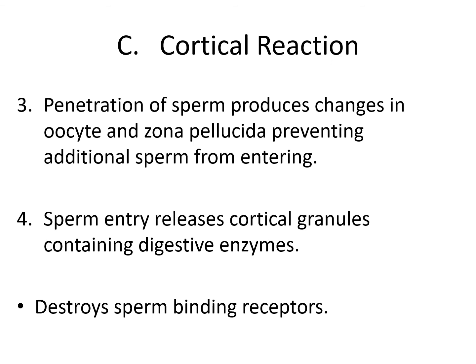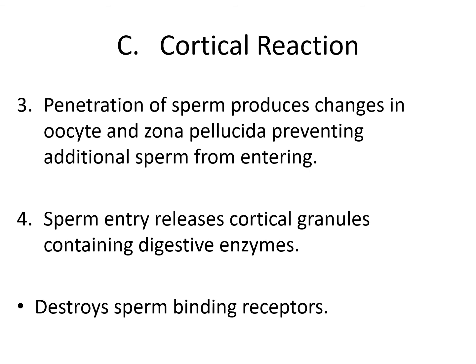The last event that must occur before fertilization occurs is the cortical reaction. What happens is when the lucky sperm penetrates the zona pellucida and into the egg, it produces changes in the oocyte, and the zona pellucida prevents additional sperm from entering. So sperm entry releases cortical granules containing digestive enzymes that destroy the sperm binding receptors. As a result, the other sperm are repelled, so only one sperm can fertilize the egg.